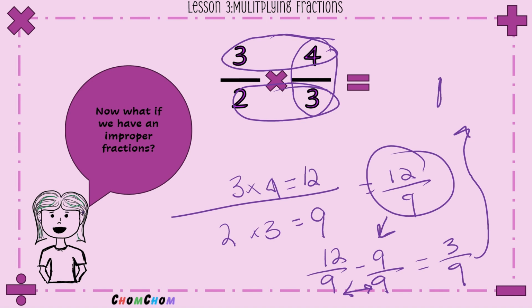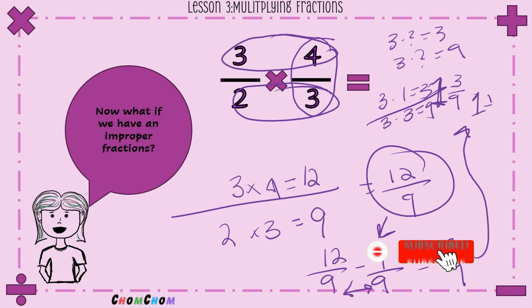So we have 1, because we took out the 1, and then 3 over 9. We can take out a 3 from that. 3 times something equals 3, and then 3 times something equals 9. So 3 times 1 equals 3, and then we have 3 times 3 equals 9, leaving us with 1 and 1/3.